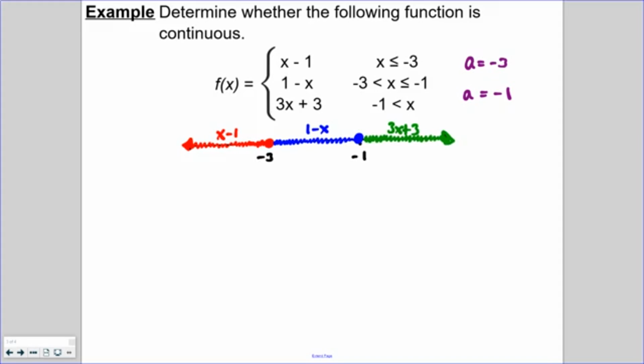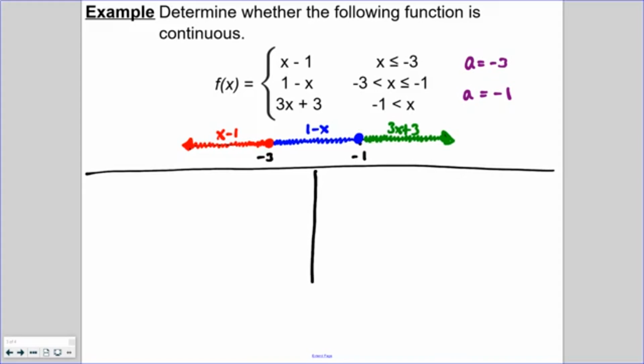Alright, so now we have to go through and do the set of 3 conditions of continuity for each of these a values. So I'm just going to break up my screen here and split it into 2 pieces. One for a equals -3, and one for a equals -1.